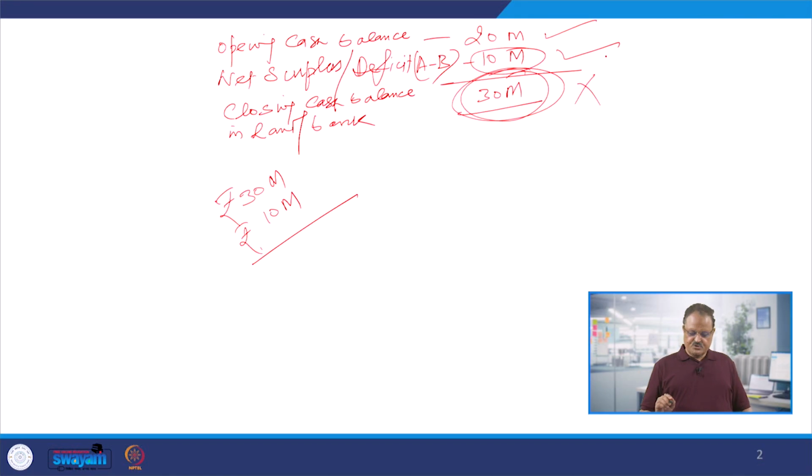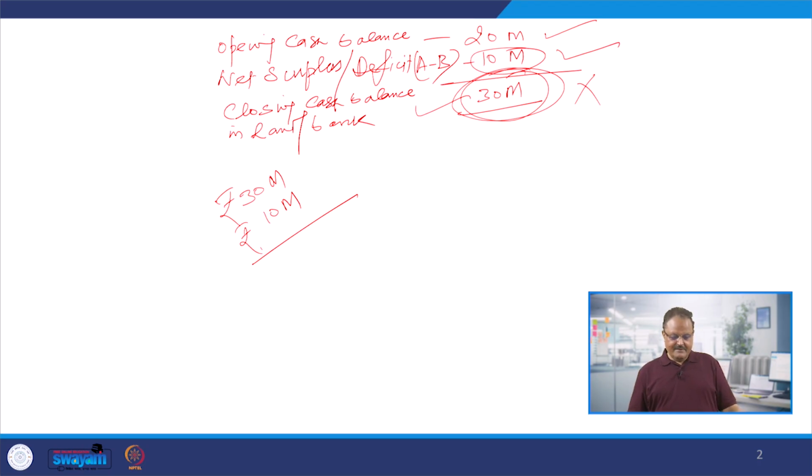So though we have the closing cash balance of 30 million here, this 30 million is largely because 20 million have come to us from the previous year, and in the current year a larger part of the sales have been on credit because the profit is also on credit, and the cash component is very less because the net difference between the total sources and applications of the cash for the year N plus 1 is only 10. So against the profit of 30 million, cash is only 10.